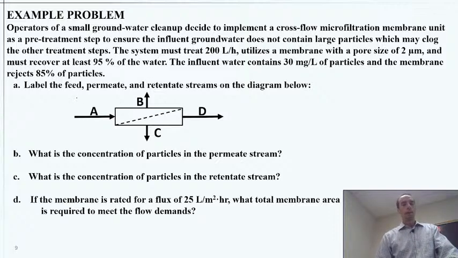In this diagram here, A would be our feed. Water is going to flow across the membrane, so then B is the stuff that was rejected, the retentate stream. And D and C are the same. Doesn't matter which one you label. That would be the permeate.